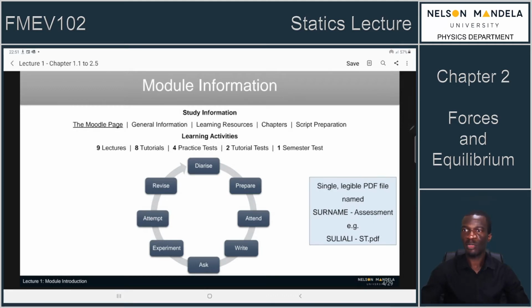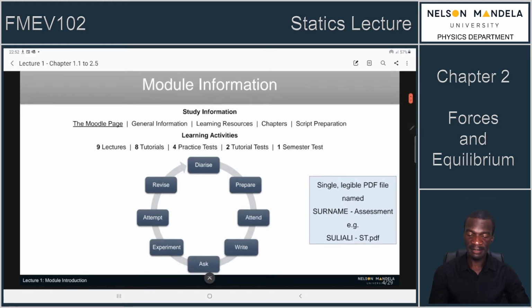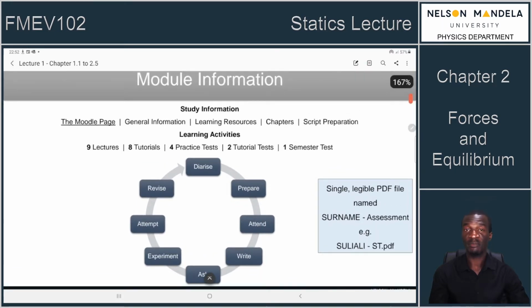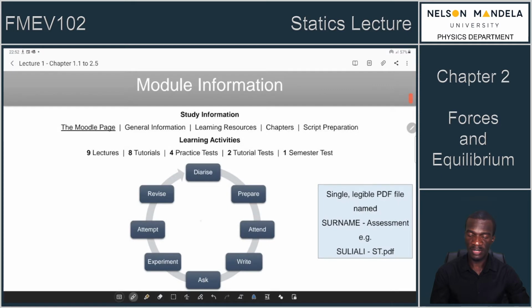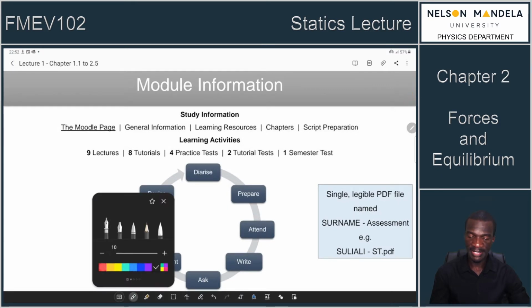Everything is summarized on the Moodle page. On the Moodle page, you've got a section on general information, learning resources, the chapters, which is the actual content, then your tests, your assessments, right? Right, so what I'll just discuss on this page is basically the material that you find on your Moodle page, and the philosophy, which I think can be useful for you to be able to attempt your statics material.